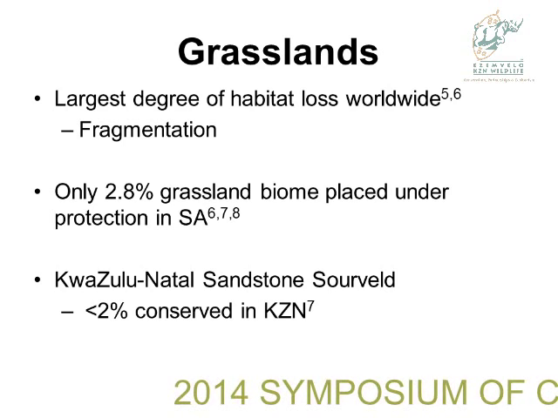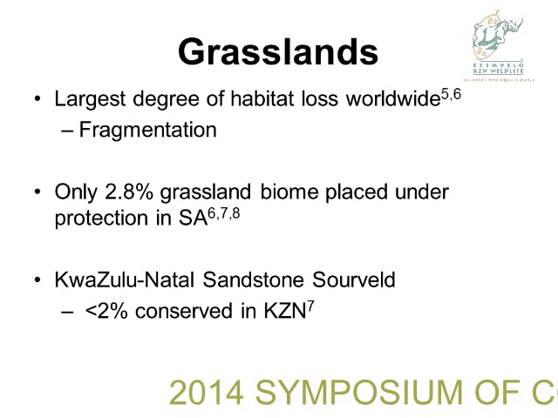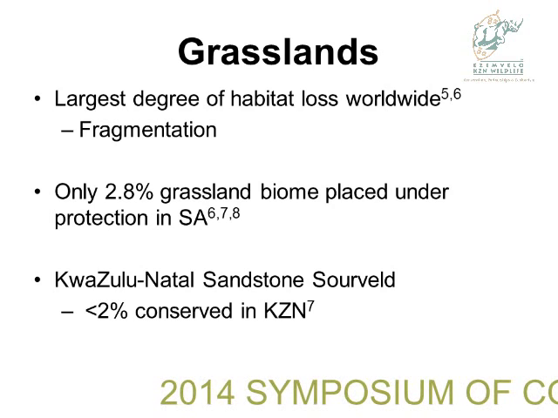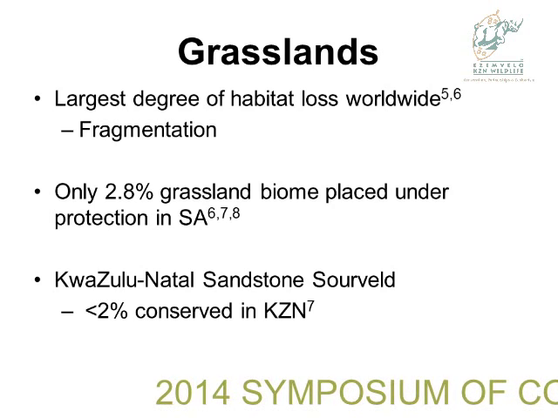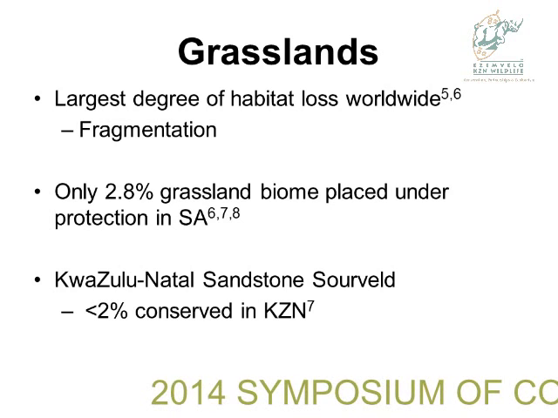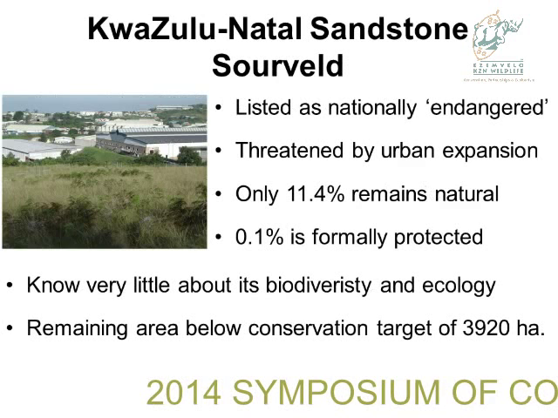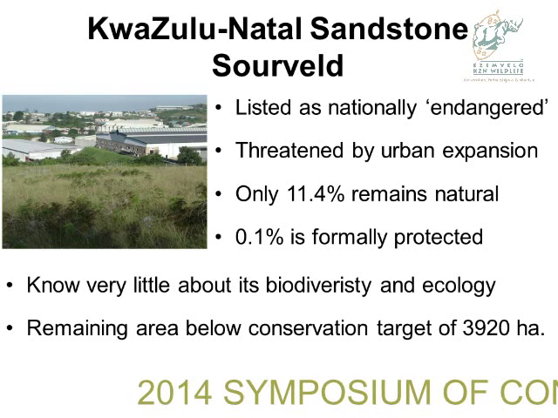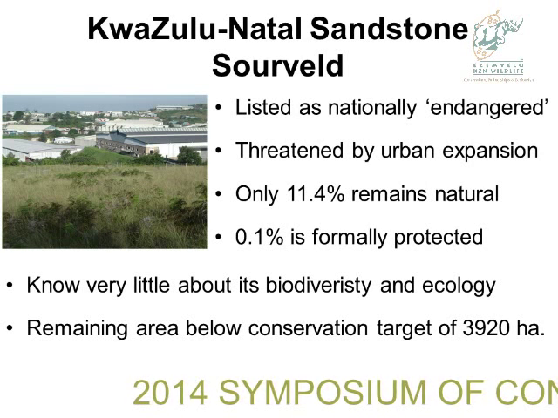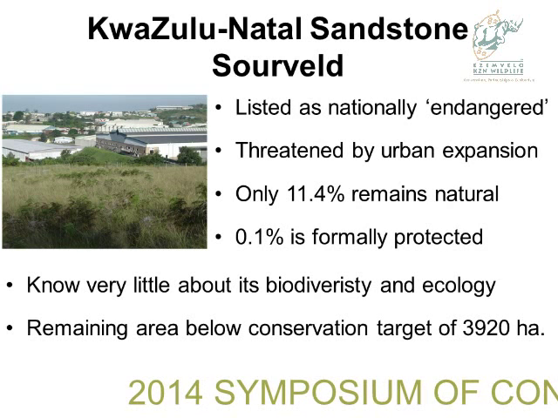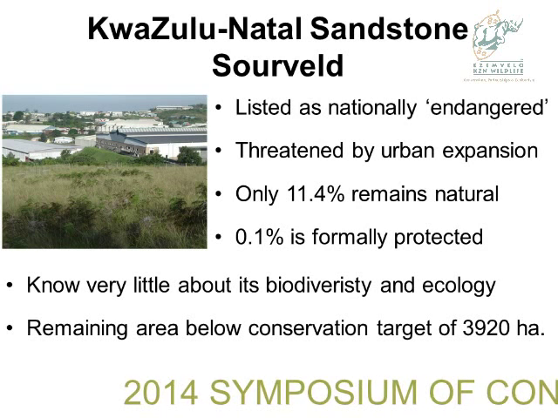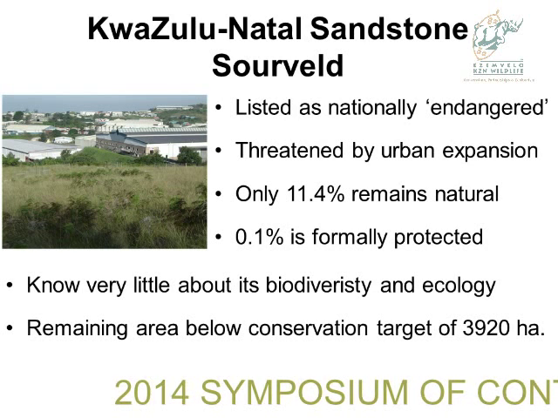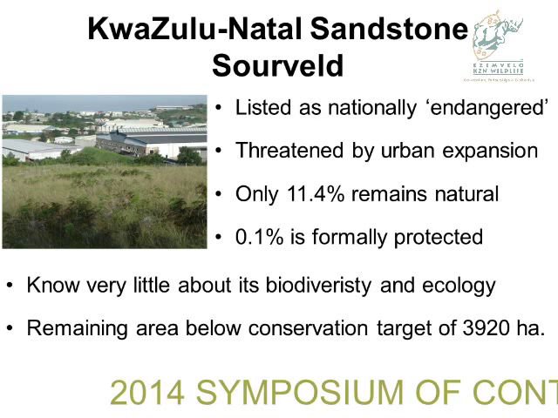Presently in South Africa, only about 2.8% of our grassland biomes have been placed under conservation, with the KwaZulu-Natal Sandstone Sourveld being nationally listed as endangered due to its high transformation. Presently, only about 11.4% of this vegetation type remains in its natural state, with only 0.1% formally placed under protection, as Richard said earlier. Yet we still know very little about its biodiversity or ecology and what management strategies need to be implemented to preserve this grassland.